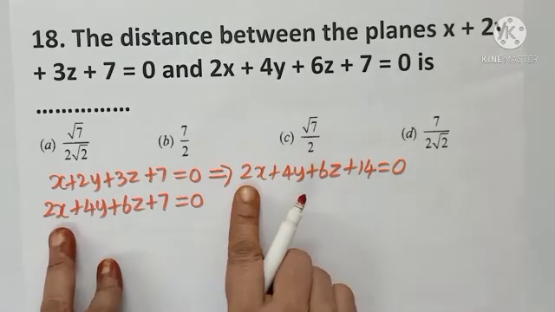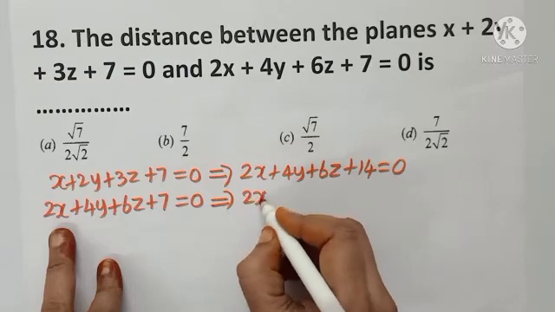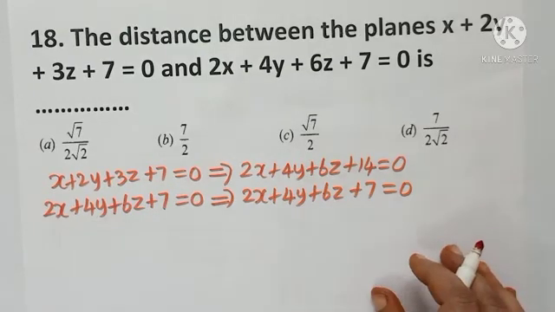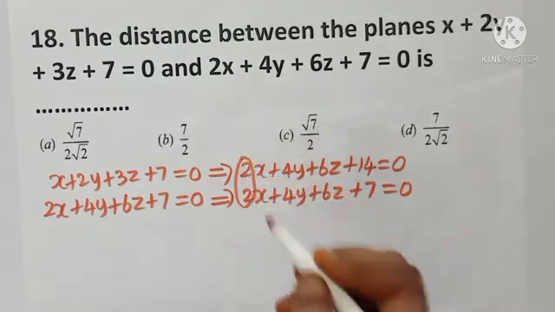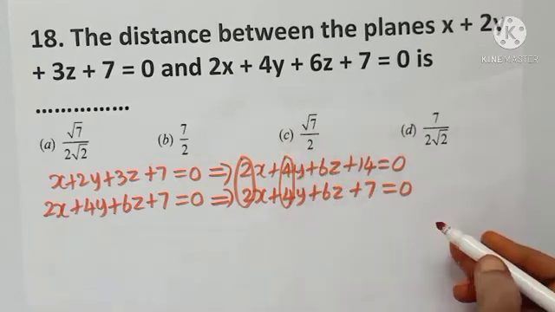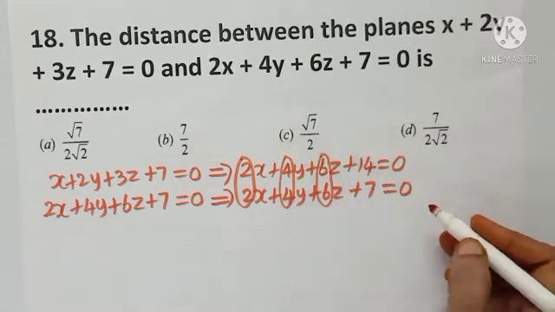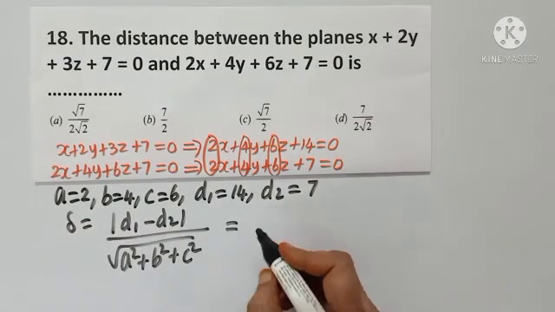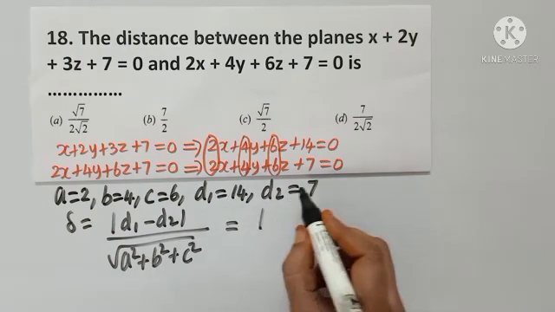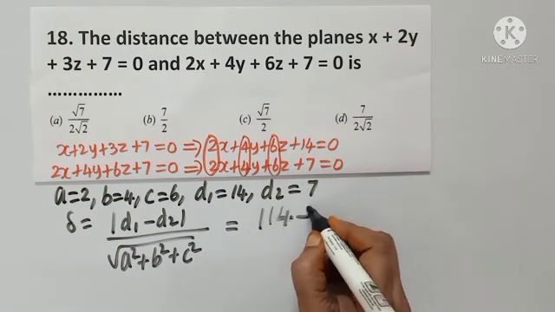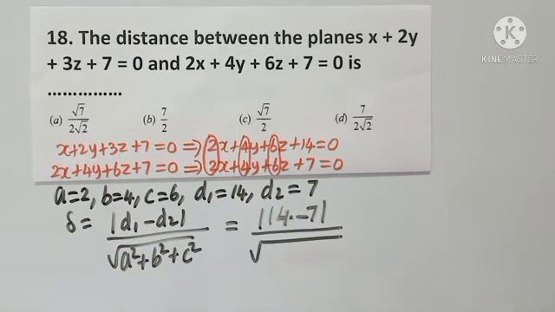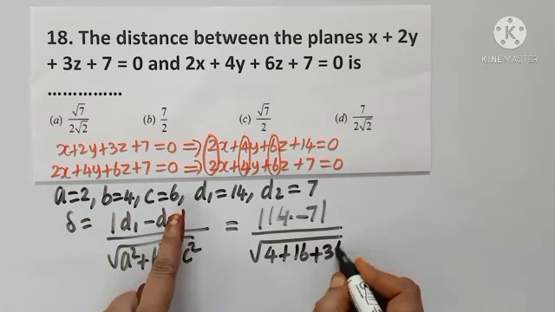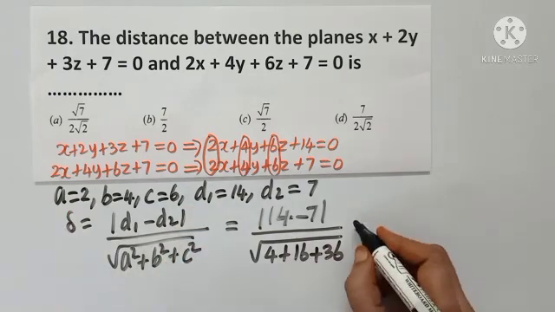Now we compare the two equations. Here also I have 2x, 4y, 6z plus 7 equals 0. So a value is 2, b value is 4, c value is 6. This I call d1 and this I call d2. Let us substitute in the formula. Modulus of d1 minus d2, 14 minus 7, divided by root of a square plus b square plus c square, 4 plus 16 plus 36.